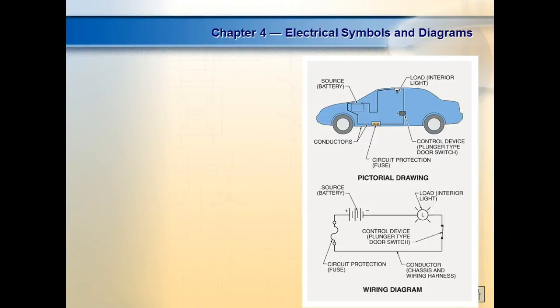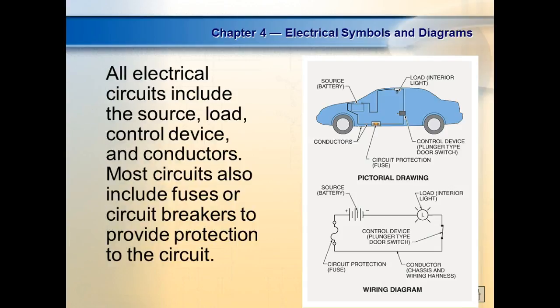This is basically what we're talking about here. All electrical circuits include the source, load, control devices, and conductors. Most circuits also include some type of overcurrent protection device. So the minimum requirements for a circuit is a voltage source, a load, and conductors, right? But normally, a circuit has some type of control device, at least one. The name of this course is motor control, so we're going to be dealing with a lot of control devices.